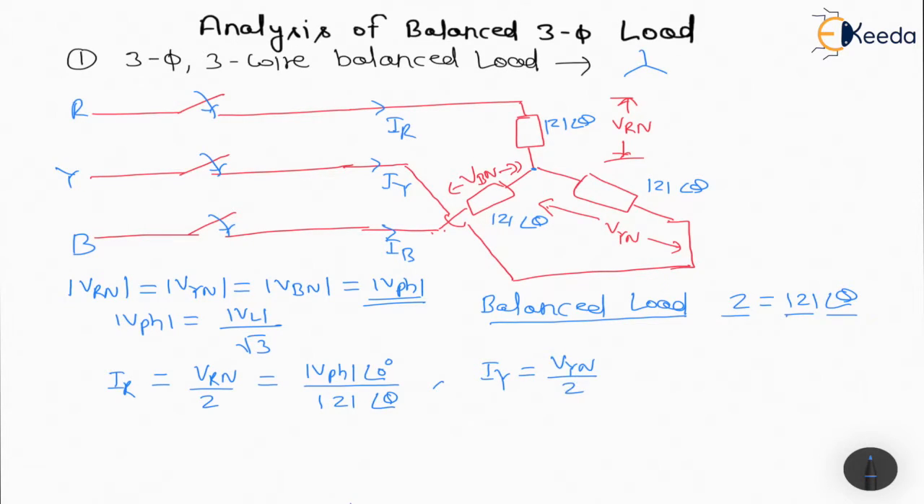Vyn upon Z, means mod of Vph at the angle of minus 120 degree upon mod of Z at the angle of theta, as well as the value of Ib will become Vbn upon Z, means mod of Vph at the angle of plus 120 degree upon mod of Z at the angle of theta. So this is how we can calculate all the currents IR, Iy and Ib.